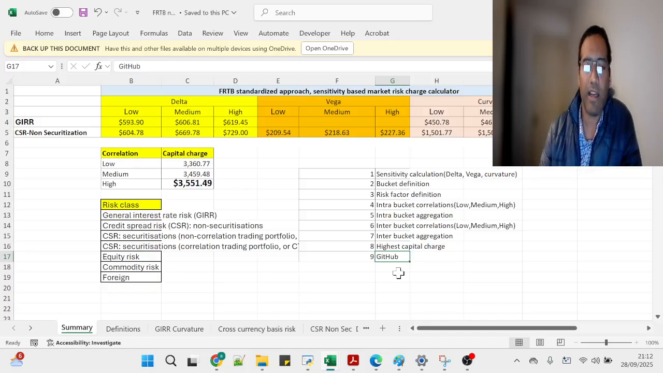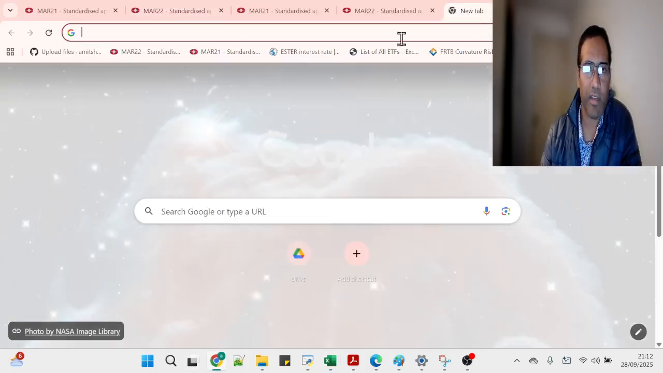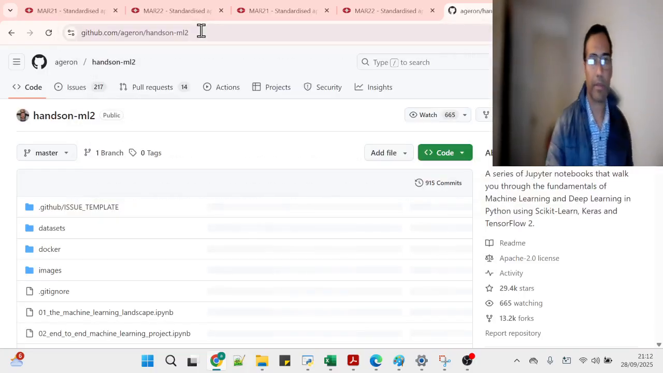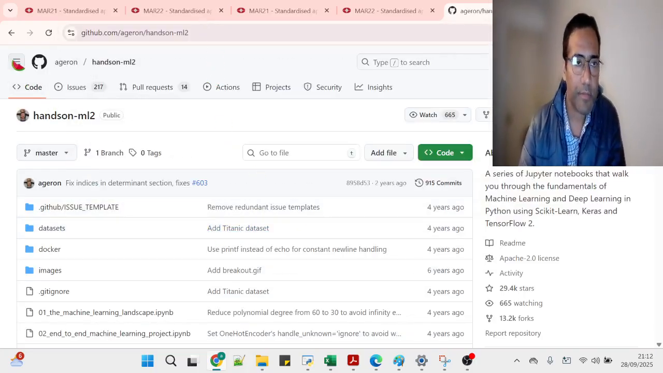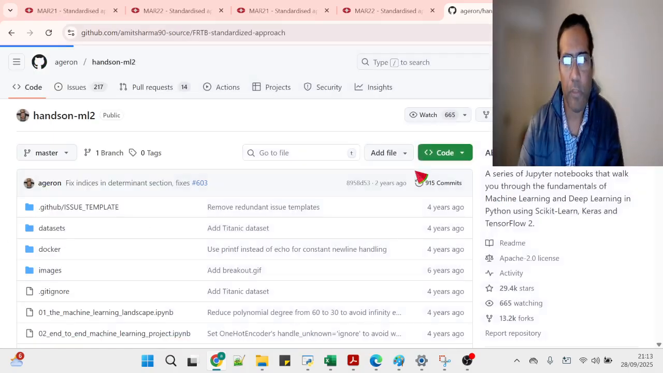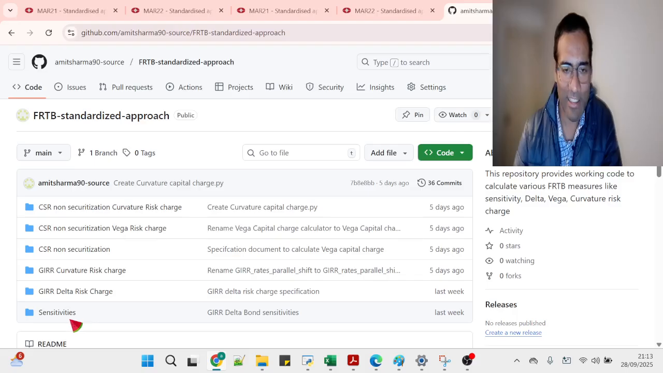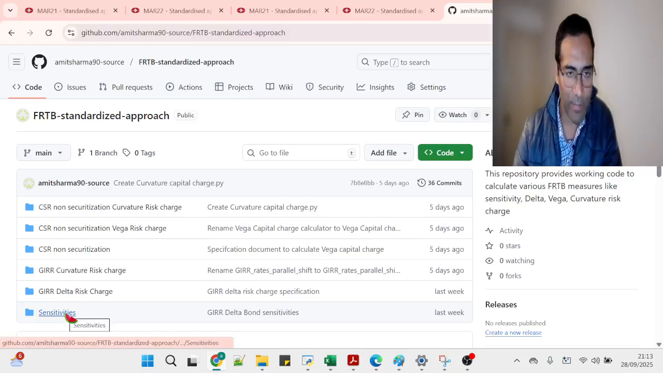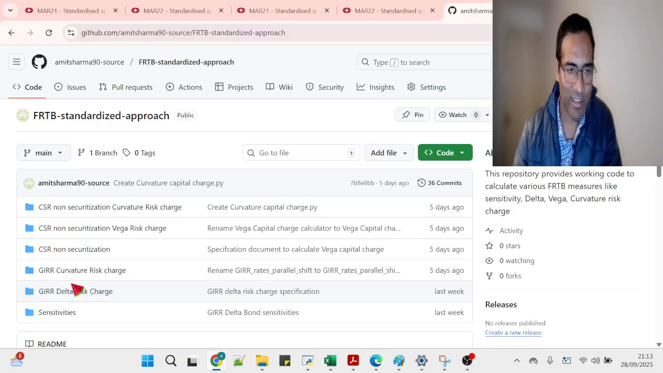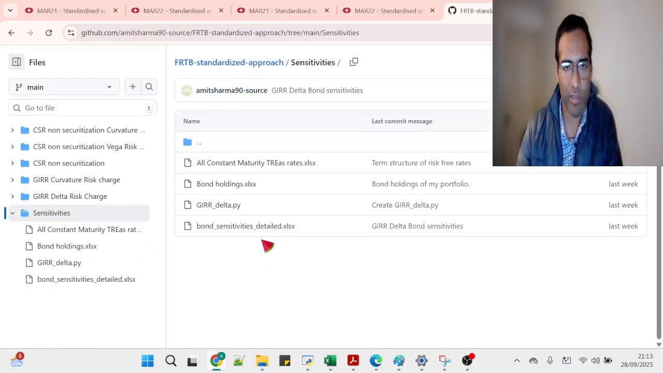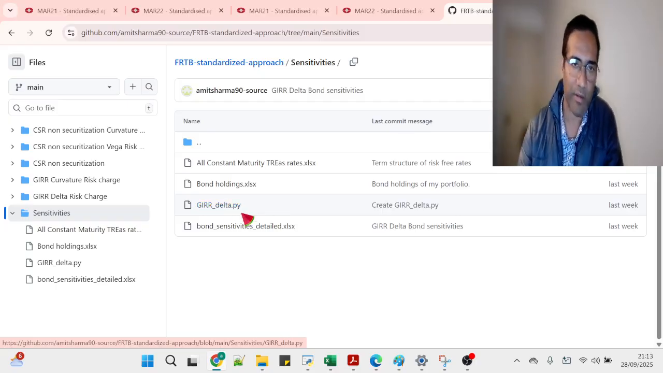I can show you the GitHub code. Let's see if I have it ready. I have pasted every code and every file here. These are the GIRR delta bond sensitivities code and files. I have to rename this folder; I will rename it delta risk charge, curvature risk charge. You will find inputs and outputs here. For example, if you go there, you will find one py file. This is the calculator, the Python calculator.